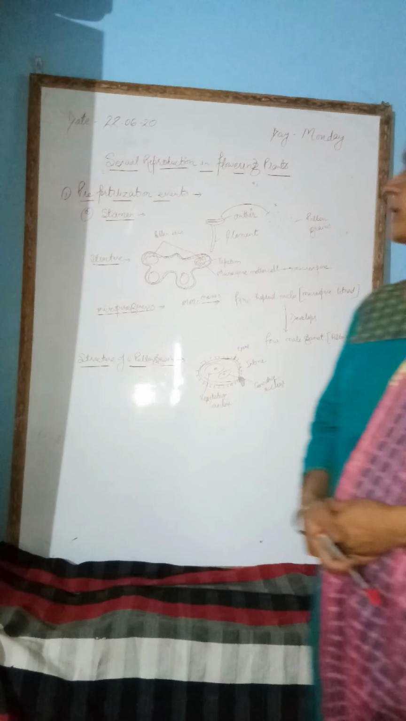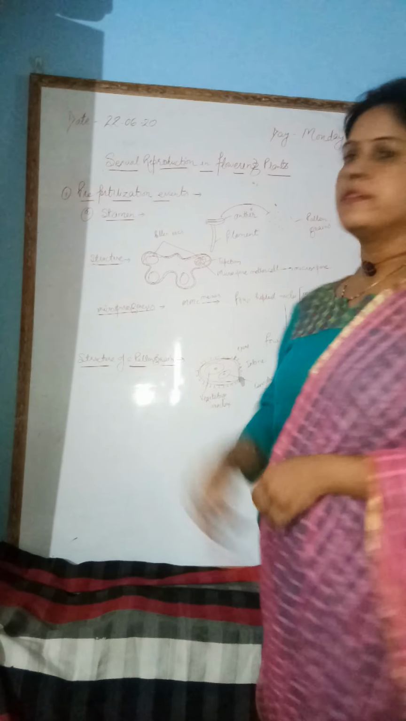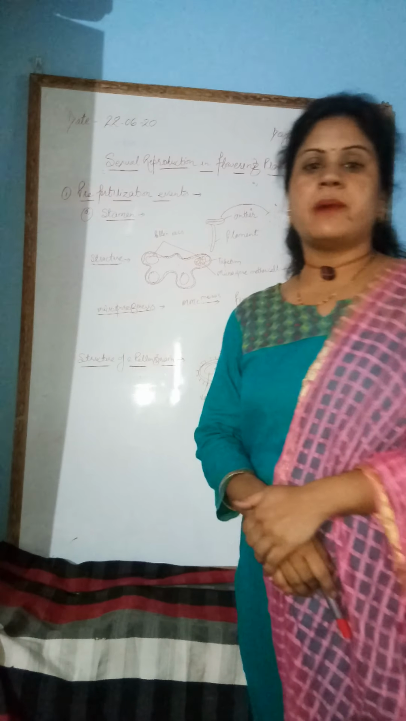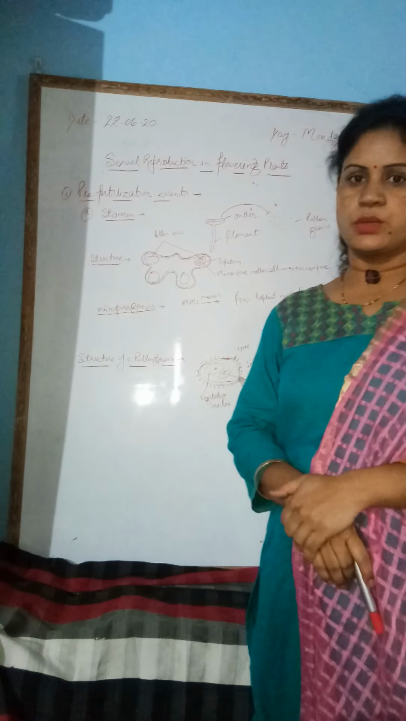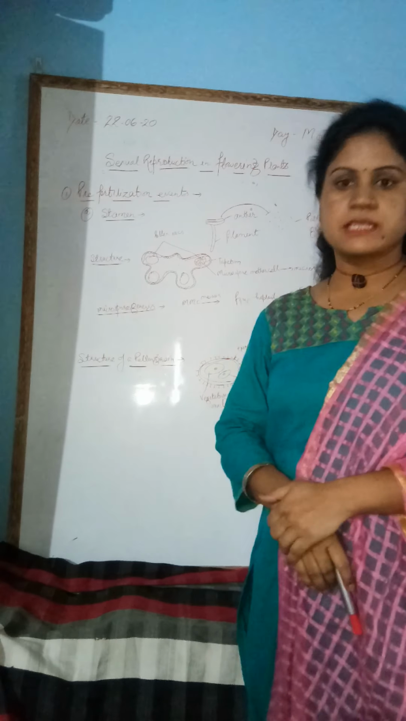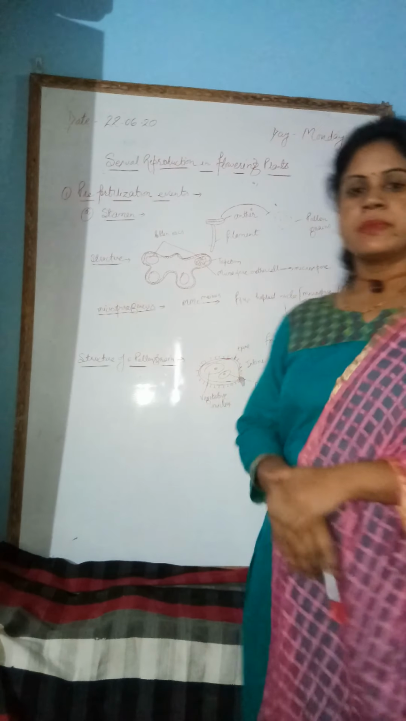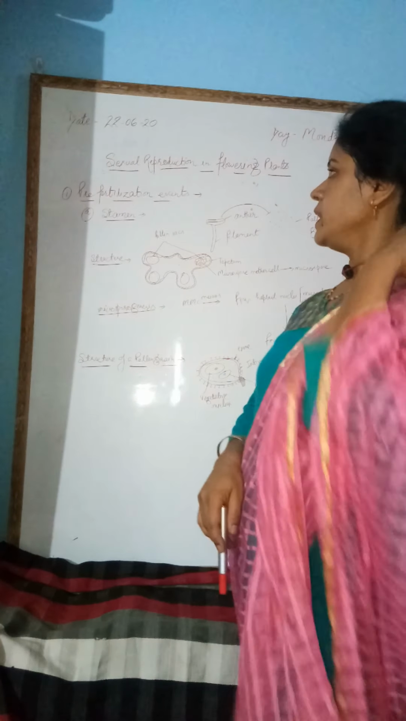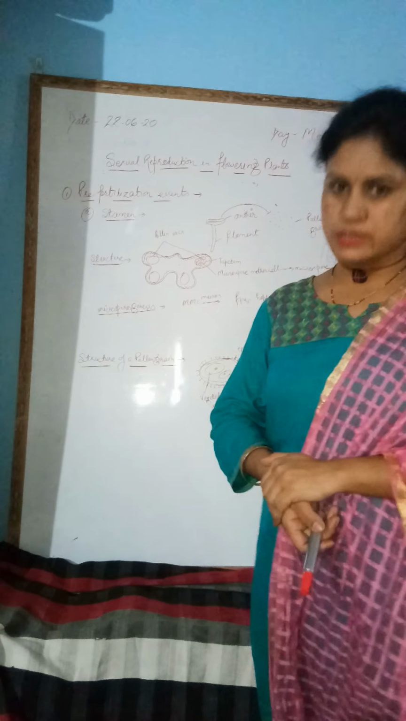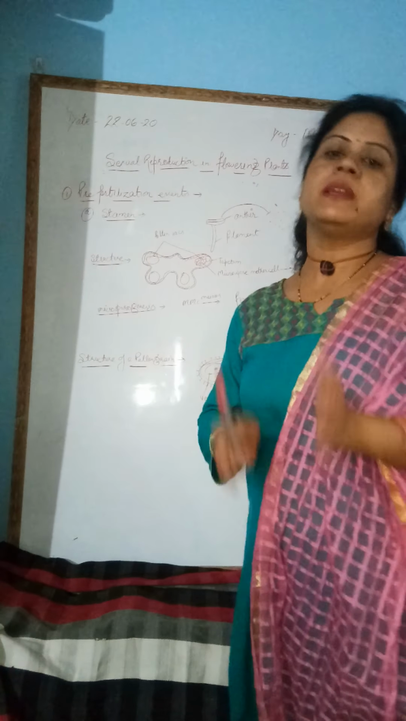Today my topic is sexual reproduction in flowering plants. In the last video we discussed the structure of a flowering plant. A flower has four whorls: calyx, corolla, androecium, and gynoecium. Now we will study the reproduction process in flowering plants, or angiospermic plants.